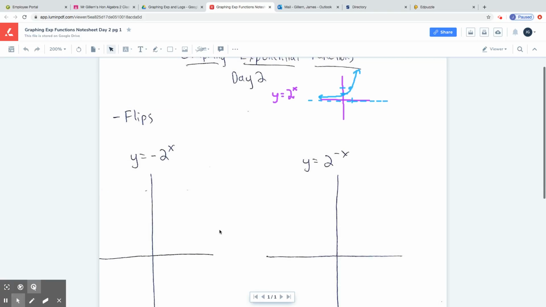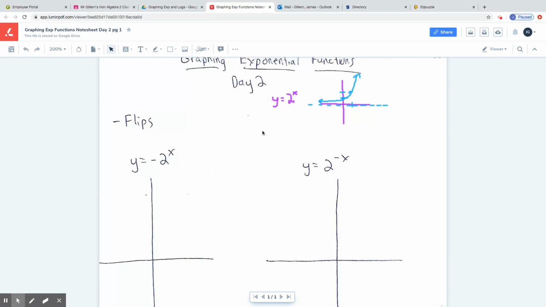Now we talked about yesterday that if we had numbers up in the variable, we set that equal to 0, and that slid the graph to the left or to the right. If we had numbers off to the right by itself, that slid the graph, or shifted it, up or down. Sliding or shifting, they mean the same thing. Now today we're going to talk about flipping. There are 2 types of flips: a vertical flip and a horizontal flip.